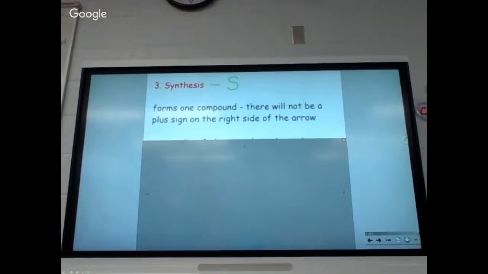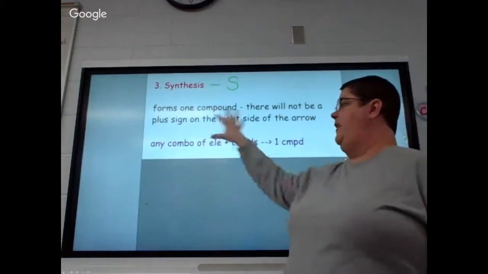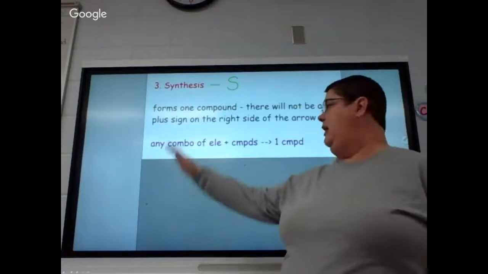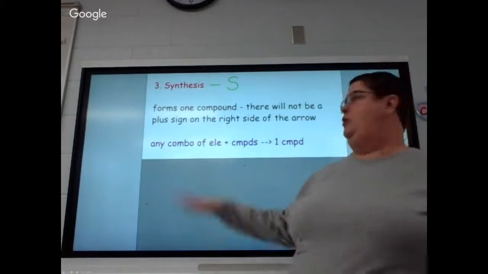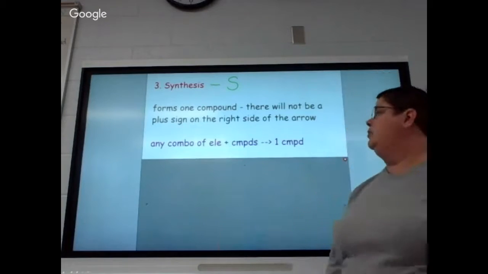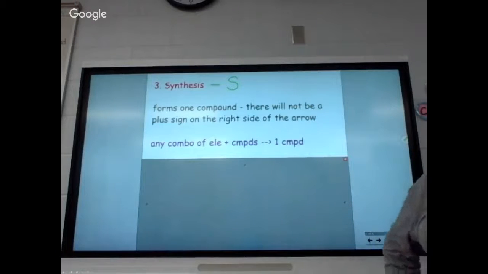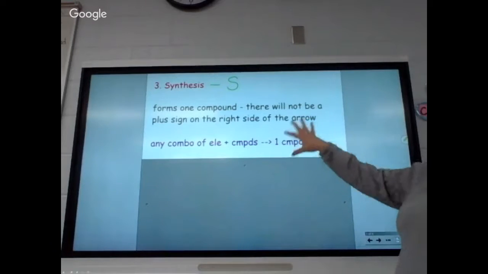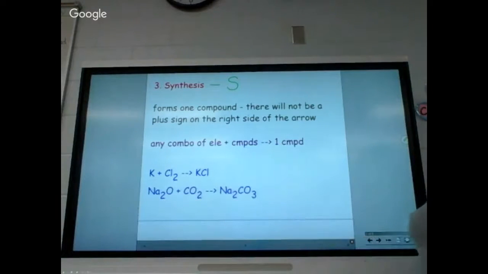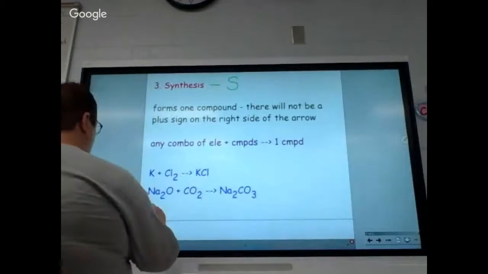All right, so this, you're going to have any combination of elements and compounds, okay? You could have an element plus an element. You could have an element plus a compound. You could have two compounds, okay? This could be any kind of combination, but you're always going to get one compound, okay? It's going to have no plus sign on this side. So I've given you, let me give you one more here.